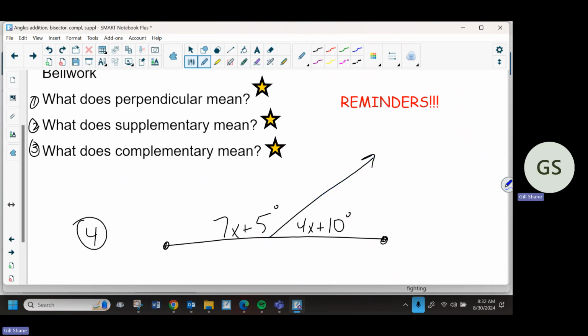On supplementary, they do not have to be right next to each other. Like these are supplementary. They add up to 180. They don't have to be right next to each other. There's actually another specific definition for that, which we'll do in a minute.